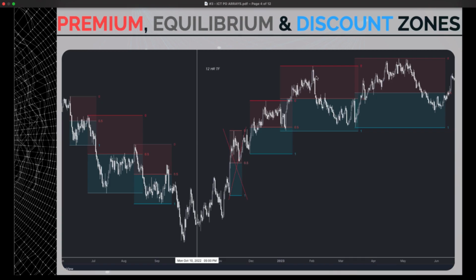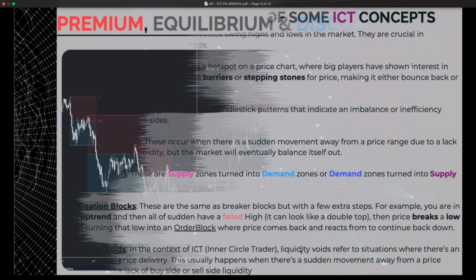This is the 12-hour time frame. You can actually use this on any time frame. I'm just using the 12-hour as an example.